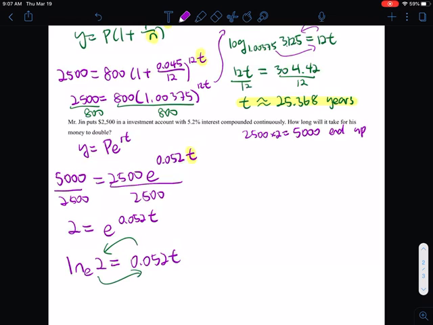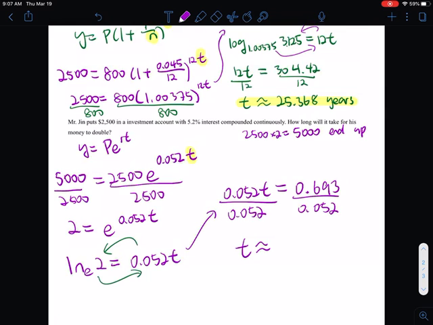So on your calculator, you actually have a natural log button. Now, if you type in natural log of 2 on your calculator, you'll get 0.693, it looks like. And then, of course, let's go ahead and solve for t, so divide by 0.052. So t is approximately 13.33. And again, we're working in years.